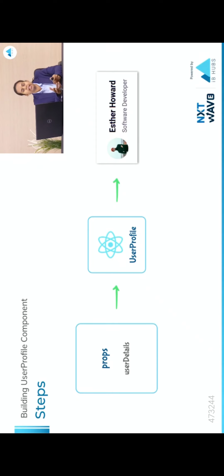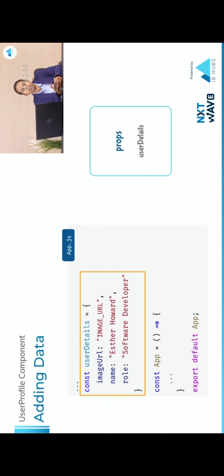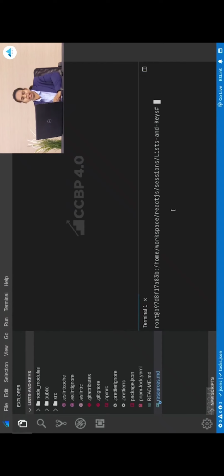Okay, so firstly, let's add the user details into the app.js file. Generally we maintain the data in the app.js file. So let's add the user details to the app.js file. Okay, there you can see. We are done adding that. Okay, so let's do this, and then we'll again go back.